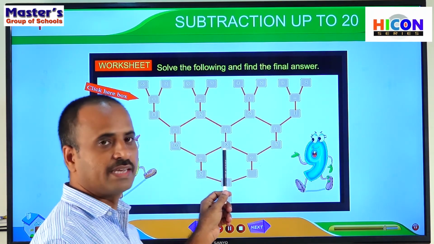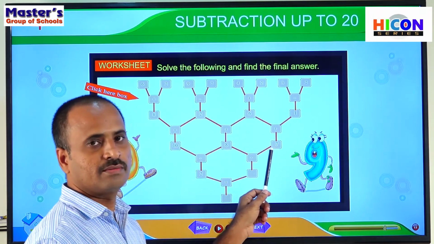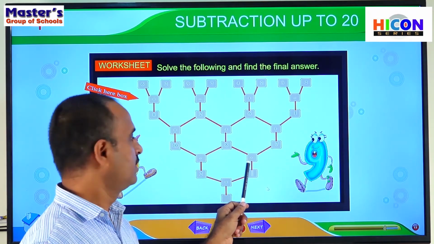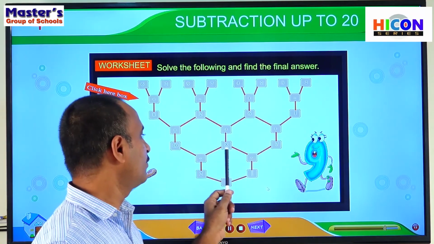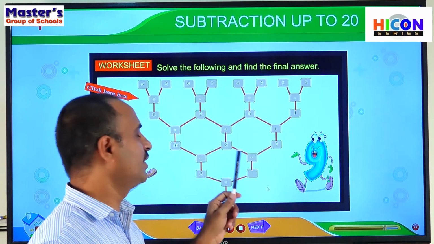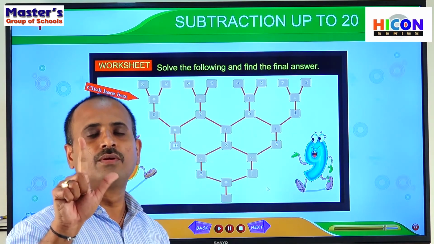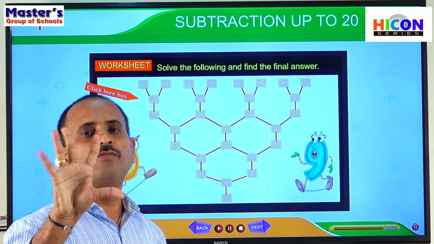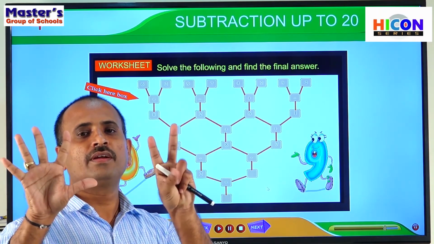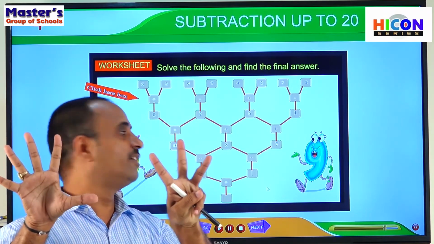Here the first number is 8 and the second number is 7. They have given a symbol minus. Minus means subtraction. Here the first number is 8, so open 8 fingers of your hand. 1, 2, 3, 4, 5, 6, 7, 8. So children, these are the 8 fingers.